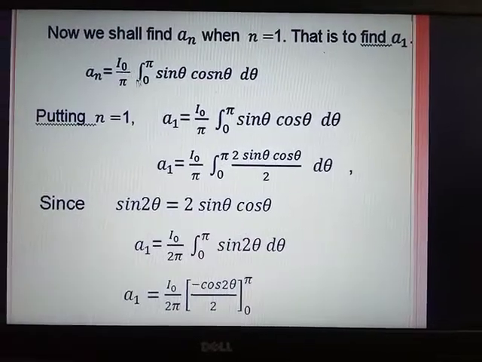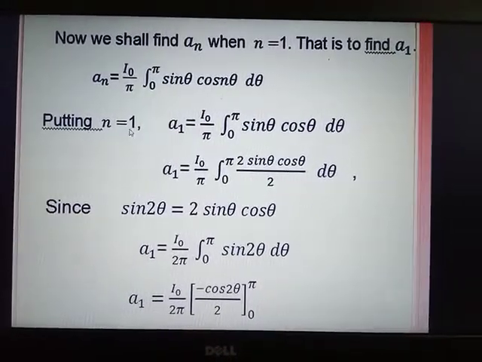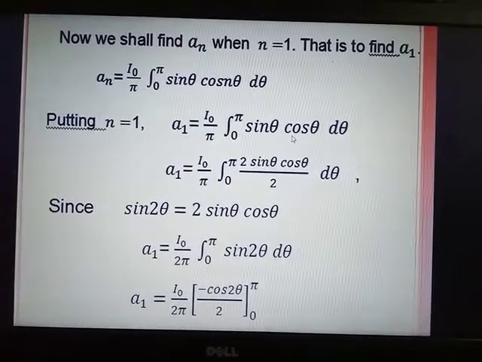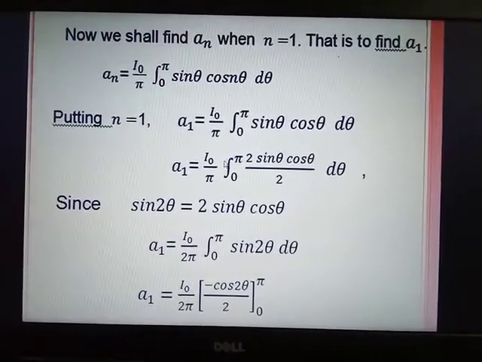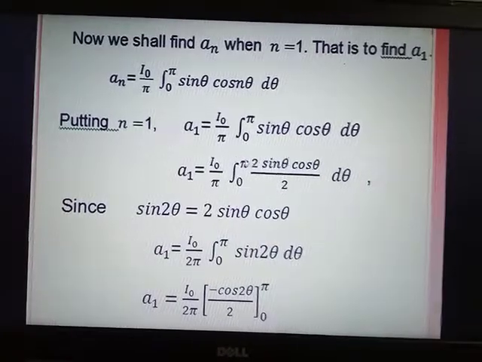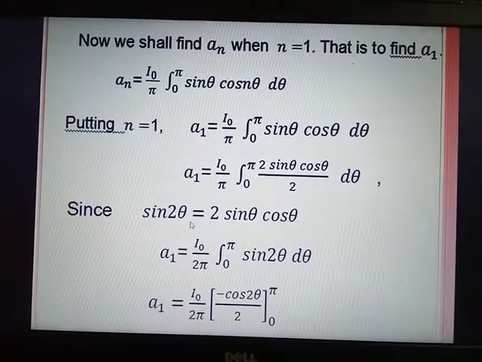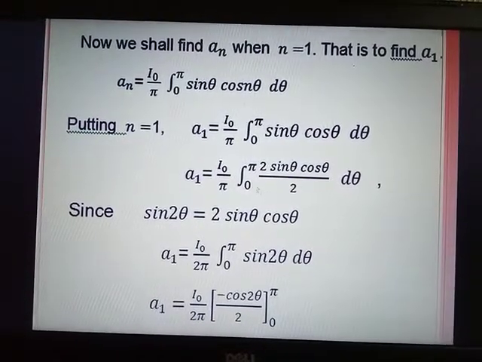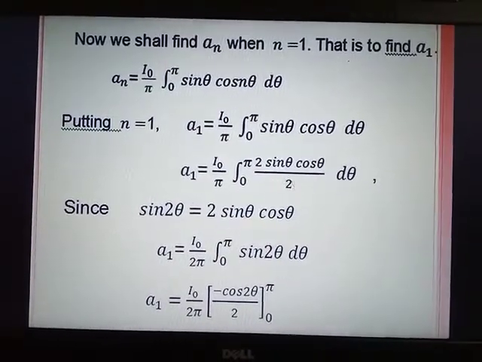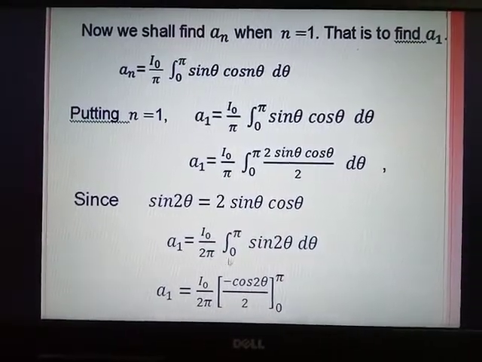a_n is equal to I_0 by π, integration from 0 to π sin θ cos nθ dθ. When n is equal to 1, a_1 is equal to I_0 by π, integration from 0 to π sin θ cos θ dθ. Then we have to multiply and divide by 2 in this term. We get 2 into sin θ cos θ divided by 2 into dθ. We know that sin 2θ is 2 sin θ into cos θ. Therefore, this 2 sin θ cos θ can be written as sin 2θ, and take this 1 by 2 outside the integration. We get a_1 is equal to I_0 by 2π, integration from 0 to π sin 2θ dθ.